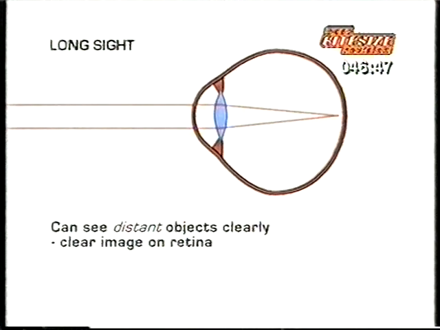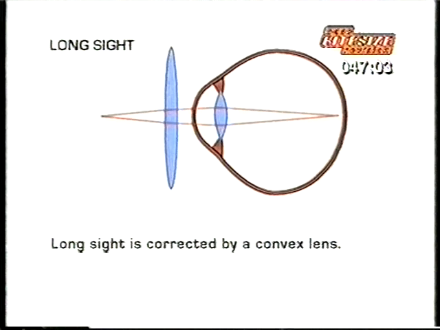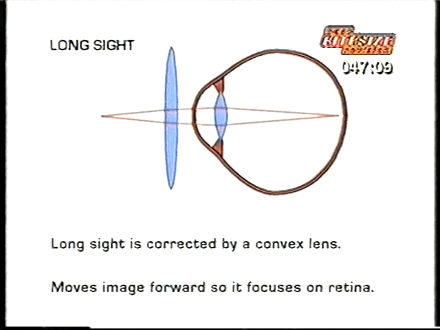People with long sight can see distant objects clearly because their lens can focus a clear image on the retina. They can't see close objects clearly because their lens can't focus the light onto the retina. The clear image falls behind it. Long sight is corrected by using a convex lens in glasses or contact lenses to move the clear image forward so it focuses on the retina.